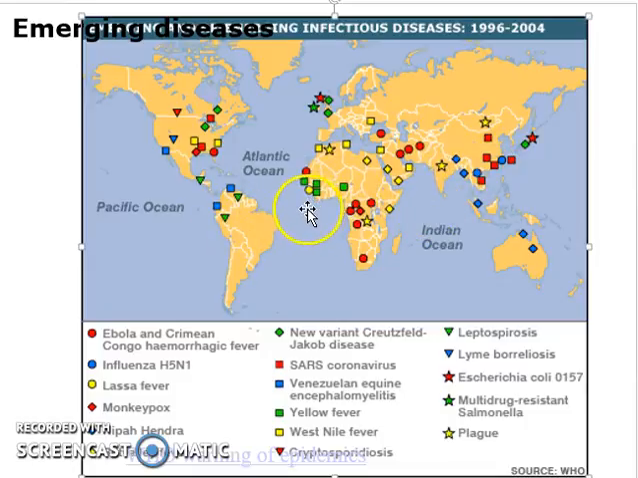Lassa fever, we have that around here somewhere, close to where Liberia and Sierra Leone are located. Monkeypox, there are some diamonds here in Africa, and it looks like there's another red diamond here. I won't go through all of these, but just so you know that there are a lot of different emerging diseases. Everyone thinks that disease runs rampant in Africa. In a lot of cases it does, because of the way the healthcare system is and how people don't have access to very simple things like hand sanitizer, which could help minimize transmission significantly.